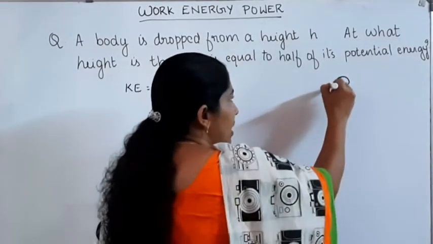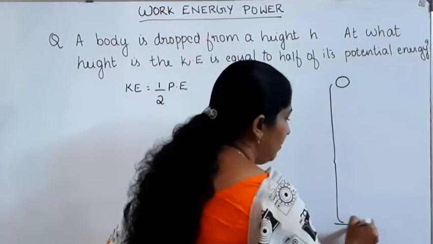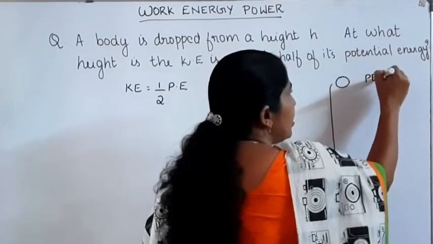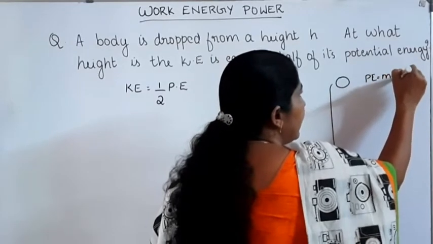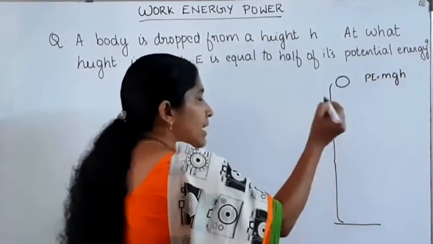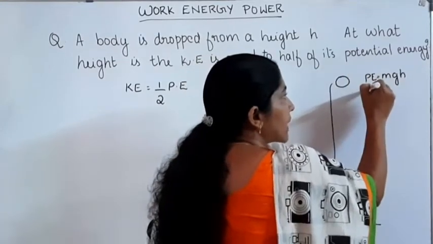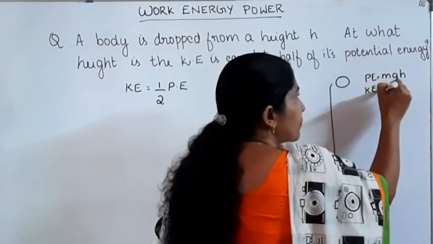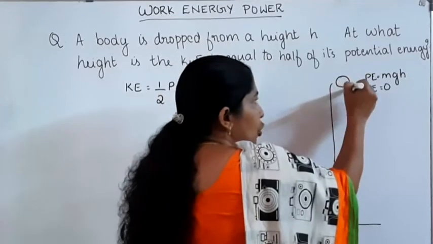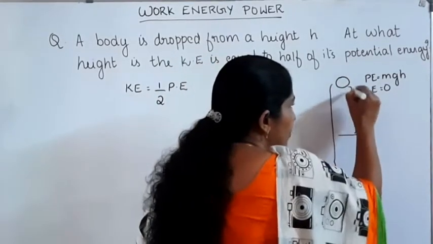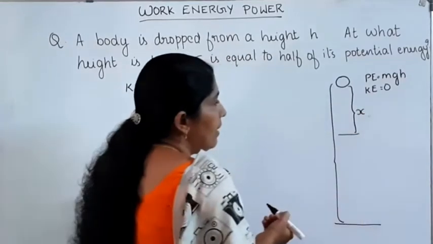Okay, h is the height from the ground. So potential energy is equal to mgh. What about the kinetic energy here? In the case of a dropped body, velocity at this position is equal to 0. Then kinetic energy is equal to 0. Okay. After dropping, the body moves through a distance x. This distance is taken as x.